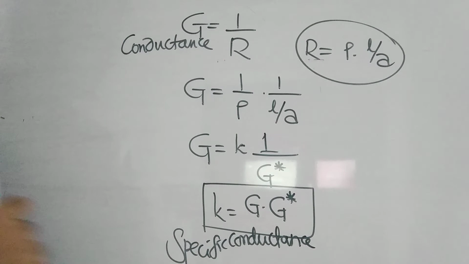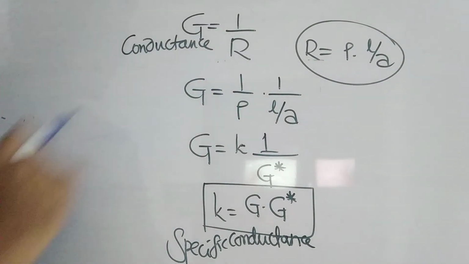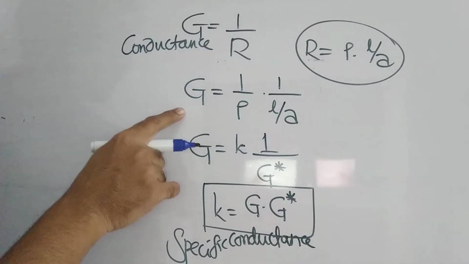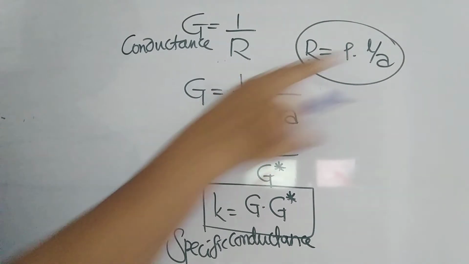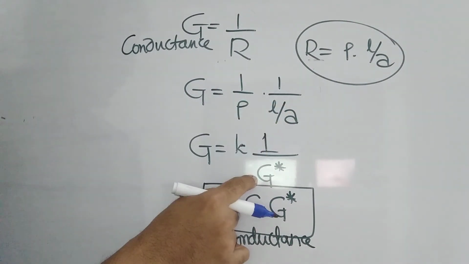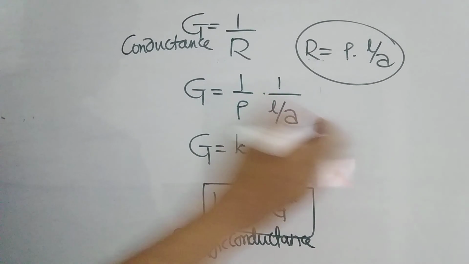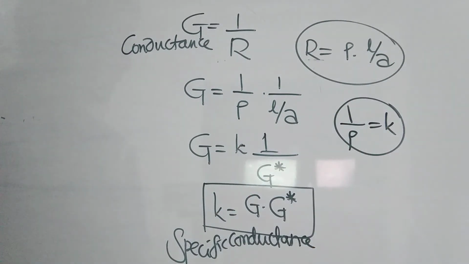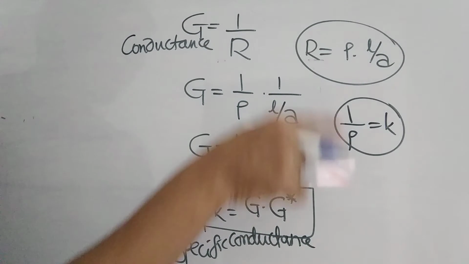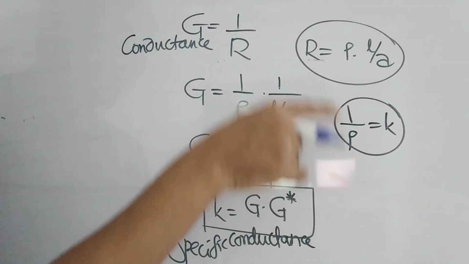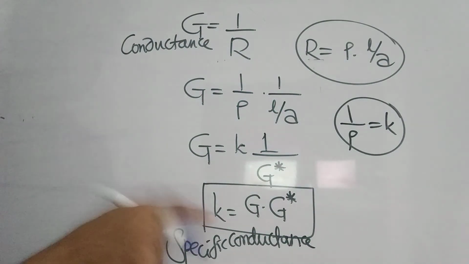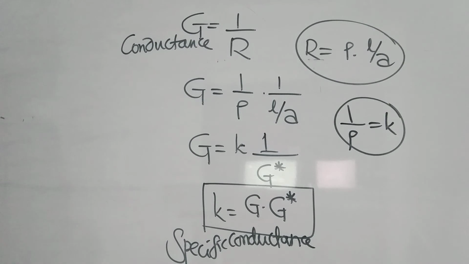Okay, so the units are also important. We will write all the units one by one now. G is equal to 1 by R. Conductance is equal to the reciprocal of the resistance. But R is equal to rho into L by A, just now we have written. So G is equal to, in place of R I am writing, 1 by rho into 1 by L by A. So in place of L by A we can write G star. 1 by rho is known as K. Rho is resistivity, or specific resistance. The reciprocal of specific resistance, or the reciprocal of resistivity, is nothing but conductivity or specific conductance. That you are writing here, K is equal to G into G star.